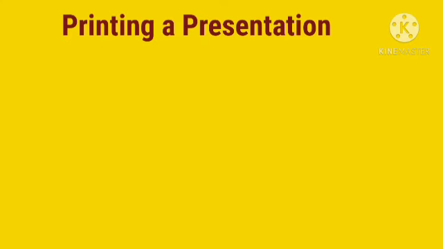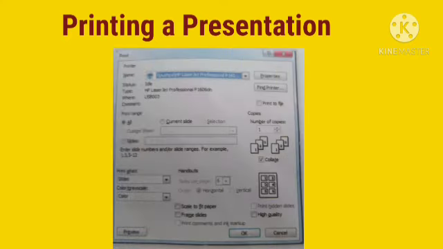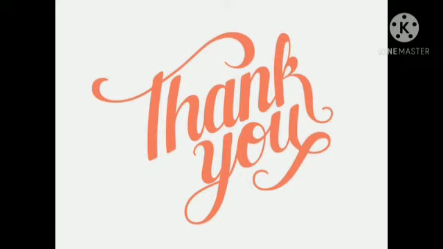In the Print Range area, select whether to print all the slides or only the current slide. In the Copies area, specify the number of copies you want to print. How many copies do you want? 1, 4, 6. And then click on the OK button. Thank you.